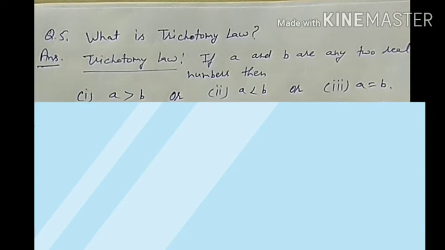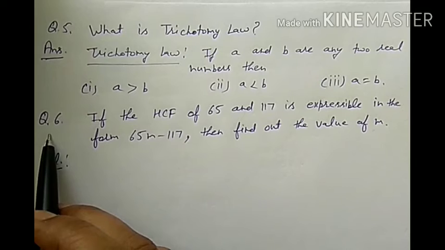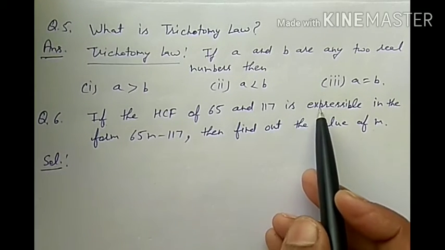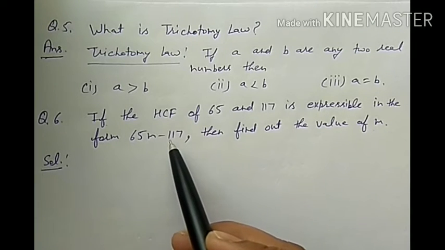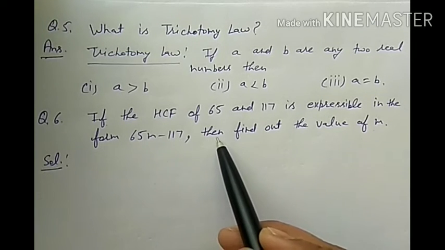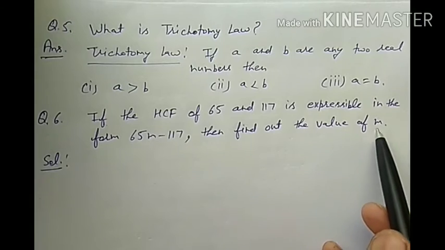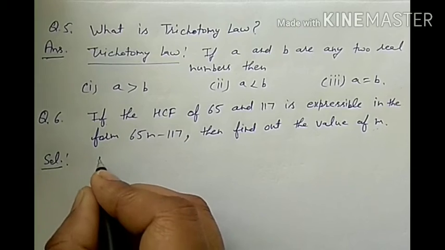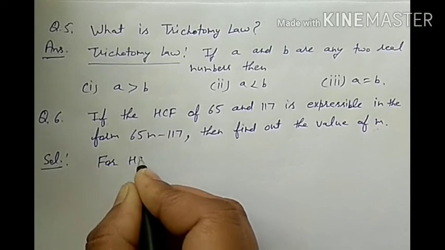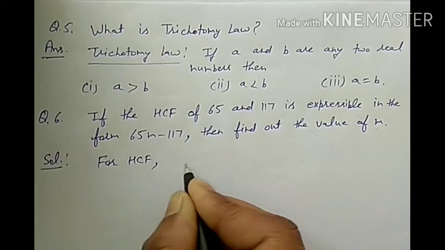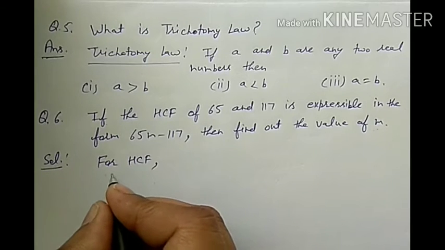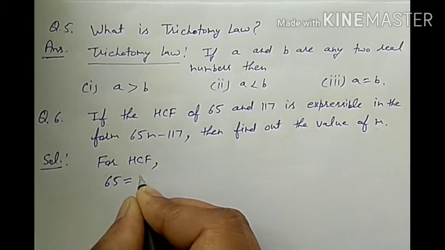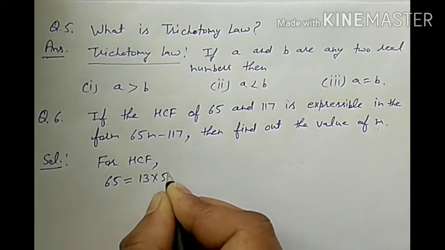This is trichotomy law. Question number 6 is, if the HCF of 65 and 117 is expressible in the form 65m minus 117, then find out the value of m. Clearly, we have to find out the HCF. For HCF, we can use any method. So we do here the prime factorization method. 65 is equal to 13 into 5.